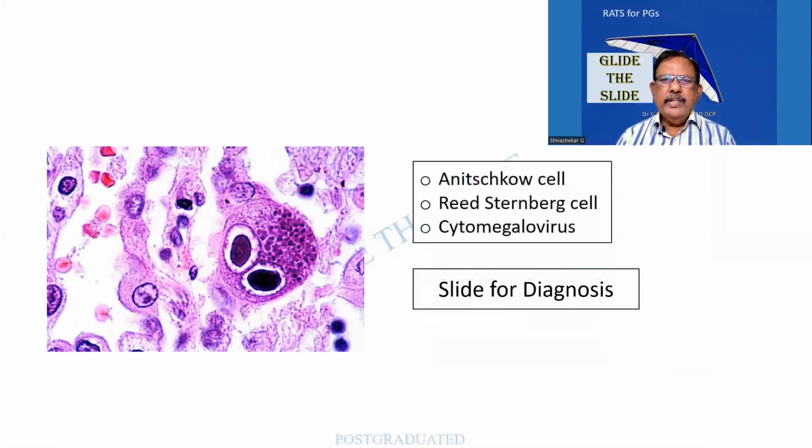The probable differential diagnosis that I should have in mind as a postgraduate student would be, say, an Anitschkow cell. Where do you get it? Good. Rheumatic heart disease. That can be kept as an exam slide, particularly if your examiner is a very senior person. Reed-Sternberg cell, of course, we come across quite frequently. But then there is another fellow called the cytomegalovirus, which is an inclusion. So which of these does it fit into?